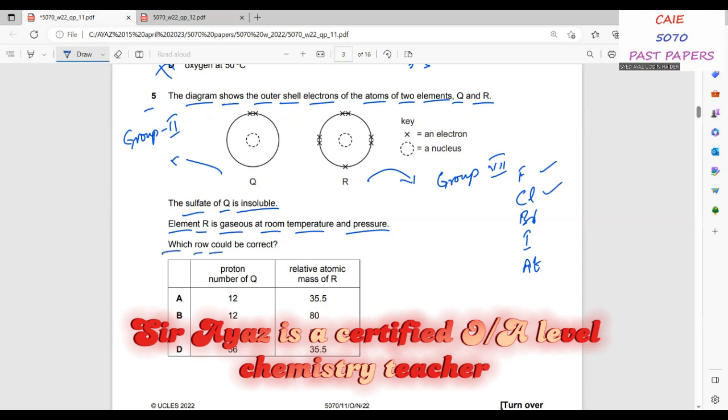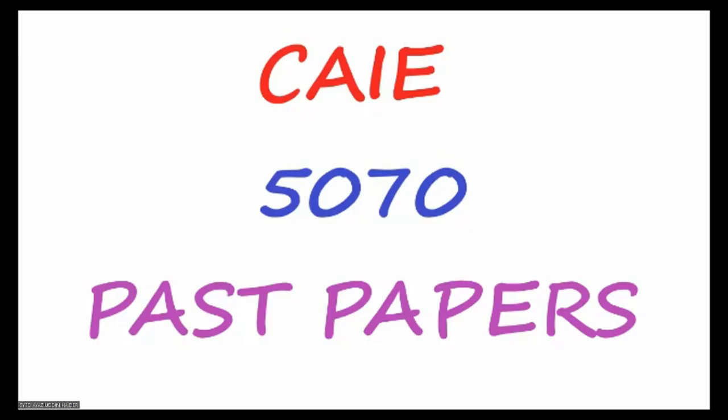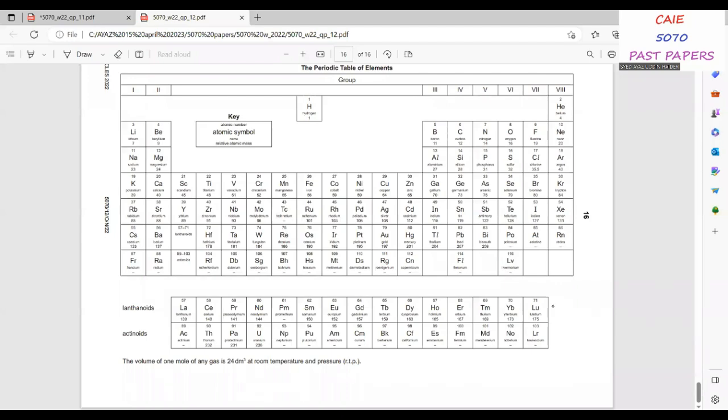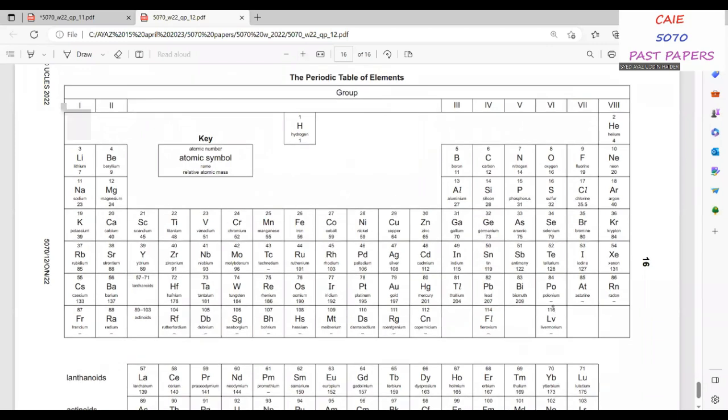Which row could be correct? You should know the proton number of Q and the relative atomic mass of R. Now there are two proton numbers given, 12 and 56. If you look at the periodic table, here's a periodic table. Proton number 12 indicates it must be magnesium, and 56 indicates it must be barium.